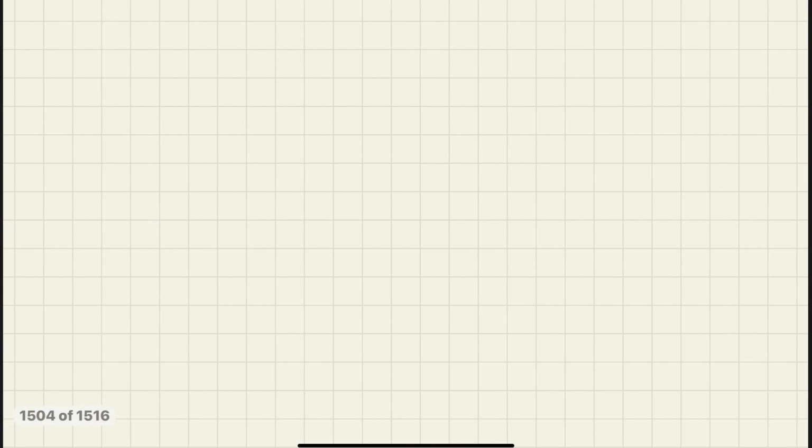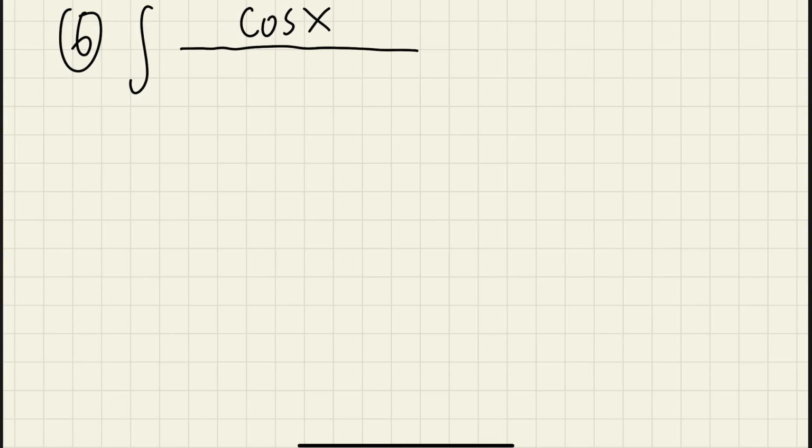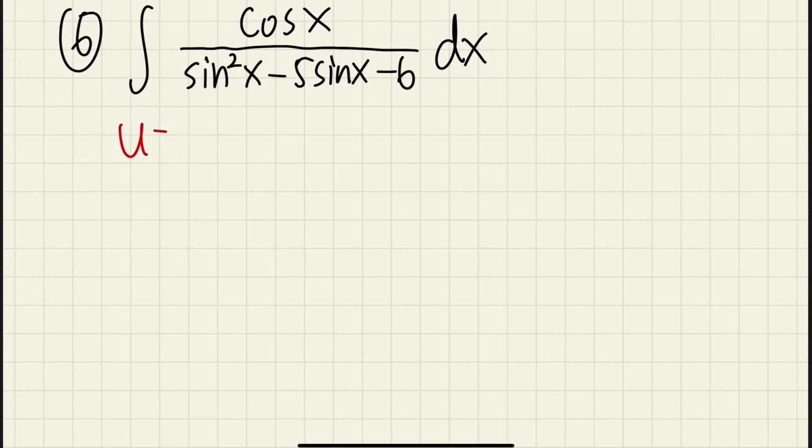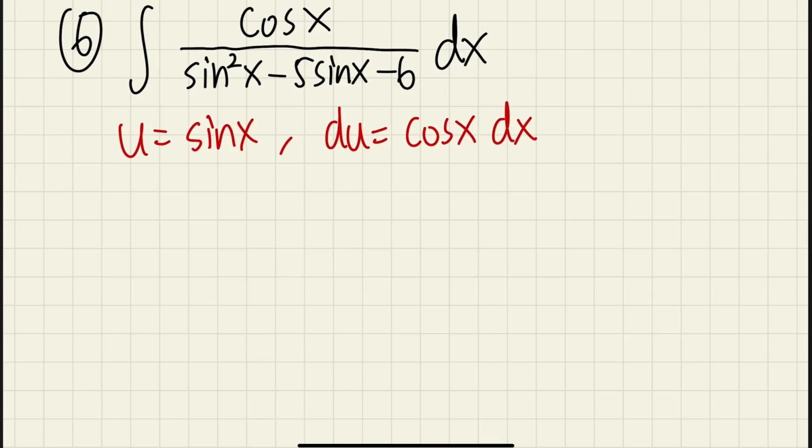Now, number 6. Here we have the integral, and we have the sine cosine again. Cosine x over sine square x minus 5 times sine x minus 6. Just do a u sub. Let u equal sine x, because we have the cosine on the top waiting for us. Right? So, have a look. This, we can go into the u world right away.